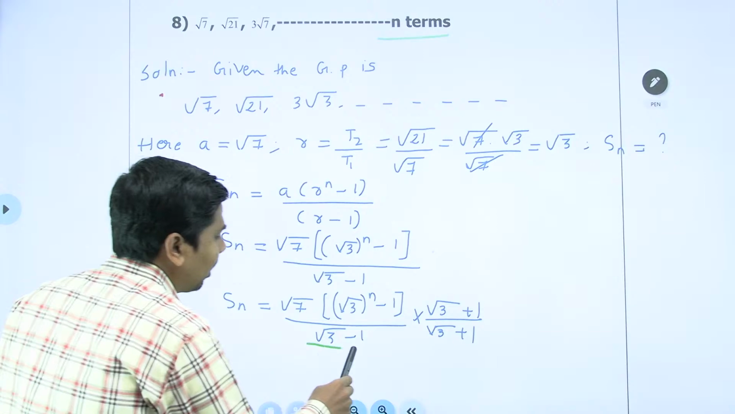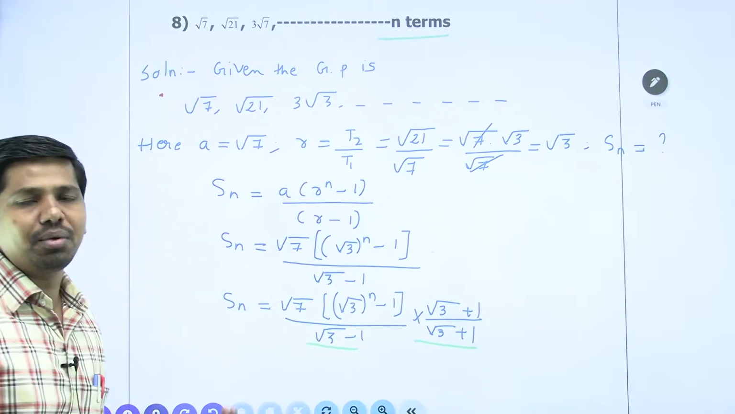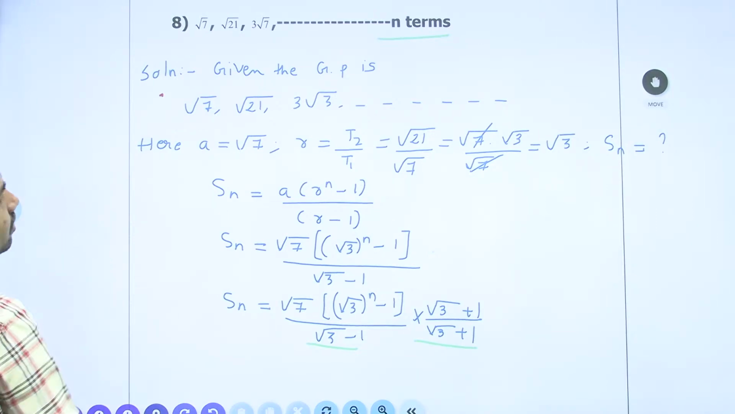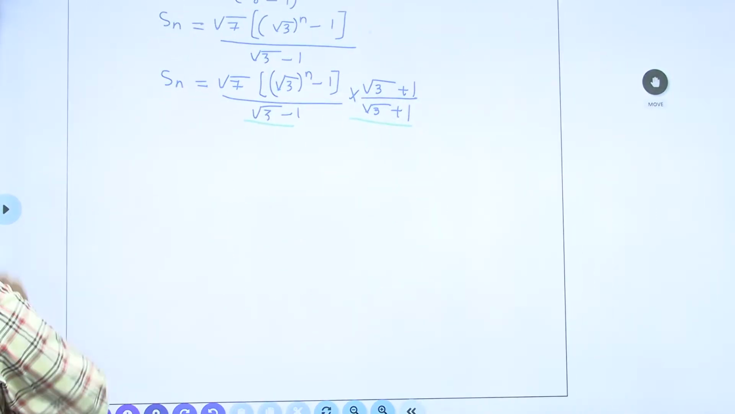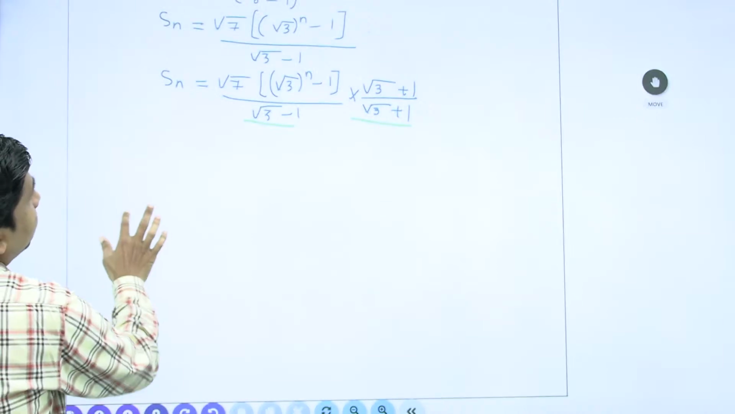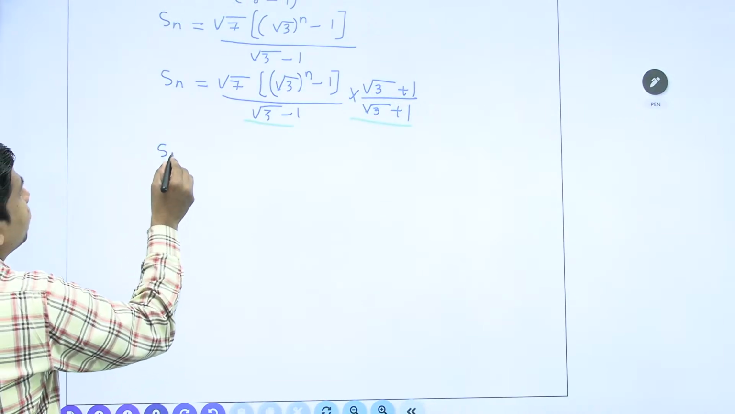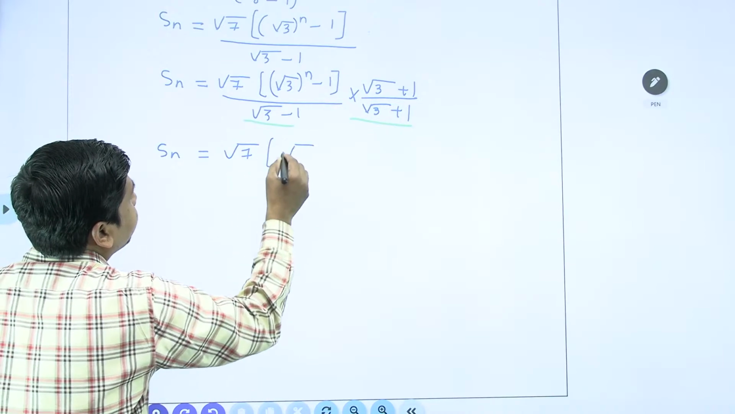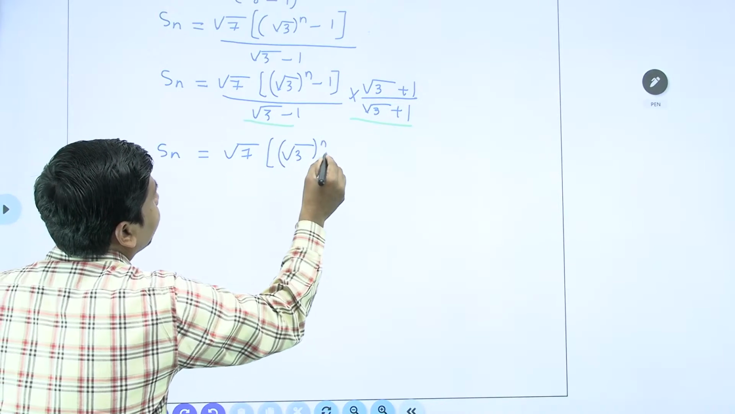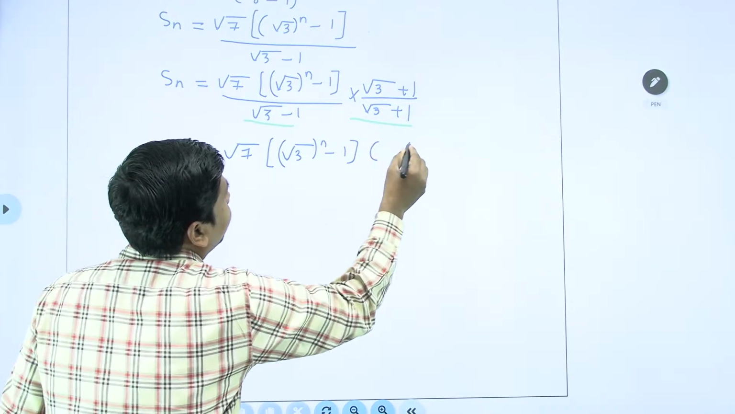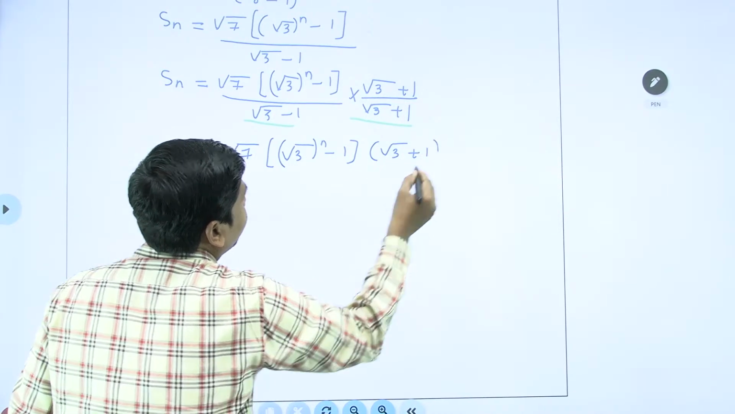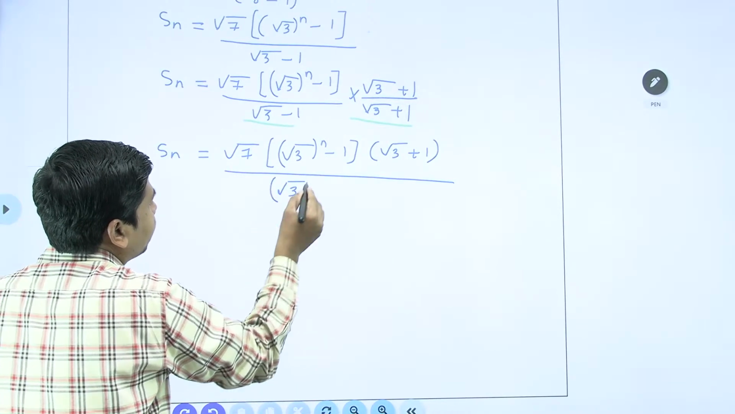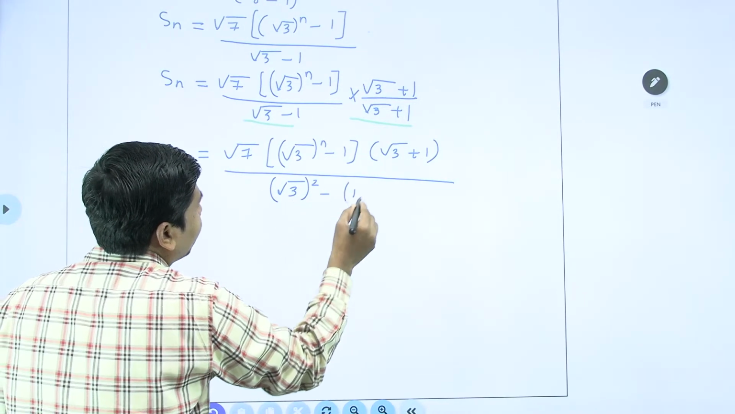In the denominator it is a minus b into a plus b, or a plus b into a minus b, which is a square minus b square. That we can replace. Sn equal to root 7 into root 3 to the power n minus 1 into root 3 plus 1 divided by a plus b into a minus b, which is a square minus b square.